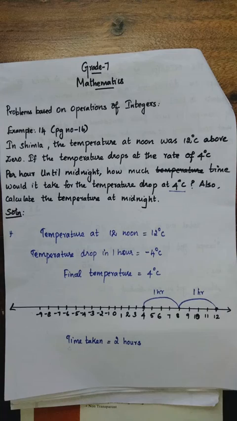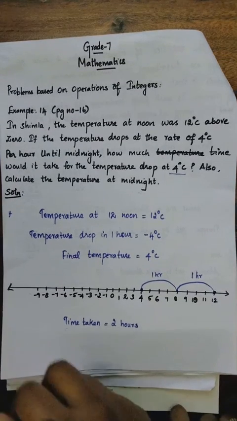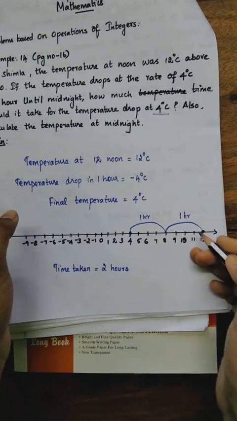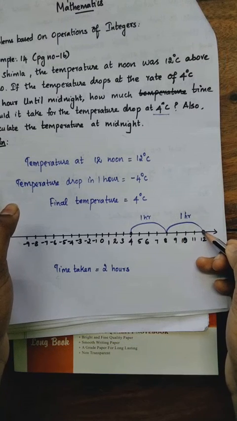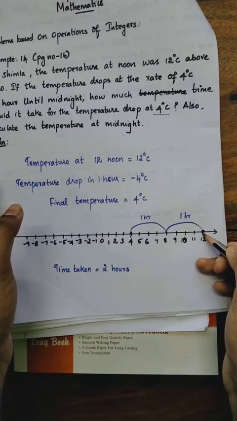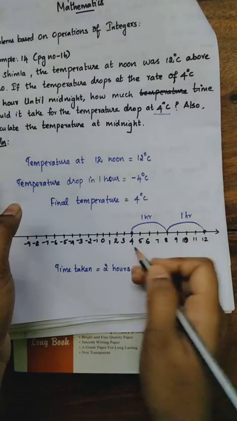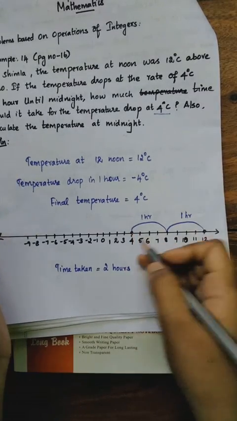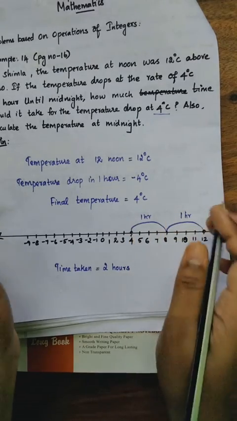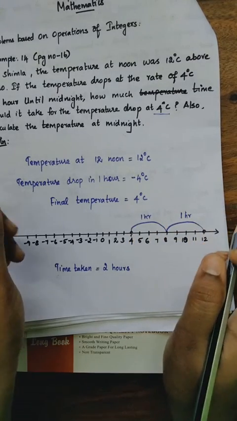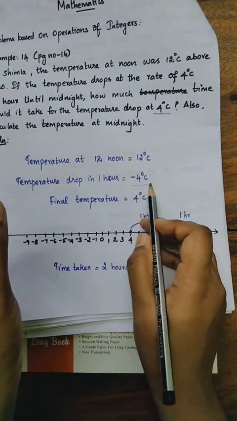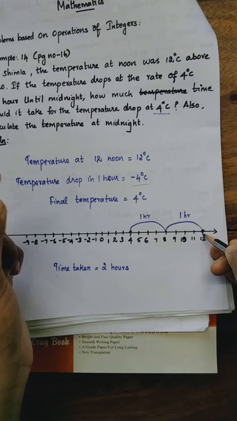For that we have one easy method, that is using a number line. You all know how to draw a number line, right? Draw one number line. Our initial temperature is 12, so mark 12 here. Then our final temperature is 4. We are going to find the time taken. For 1 hour, it is decreasing by 4 degrees Celsius, right?